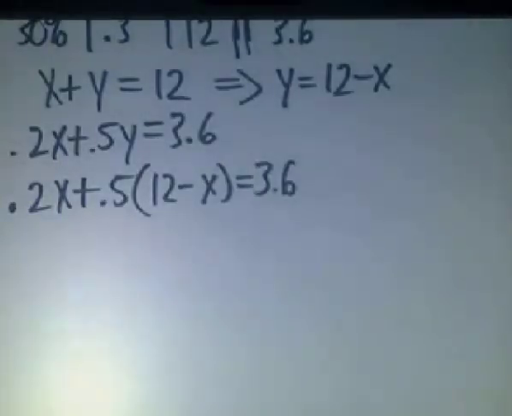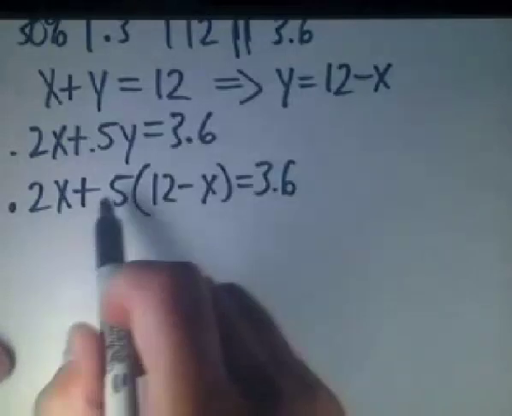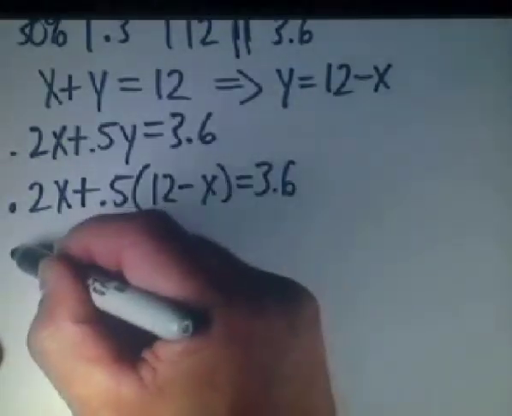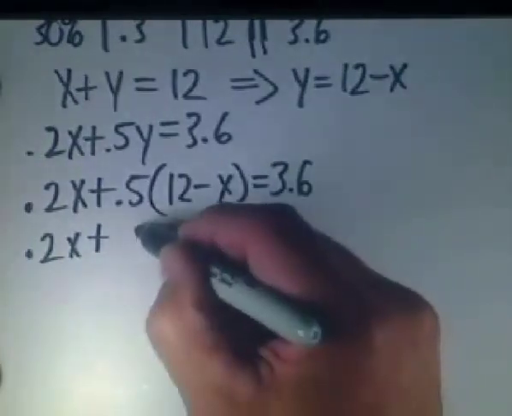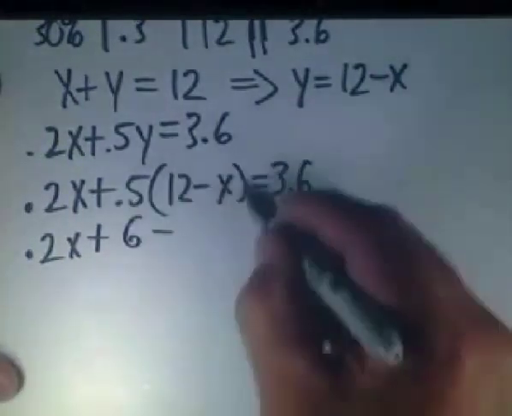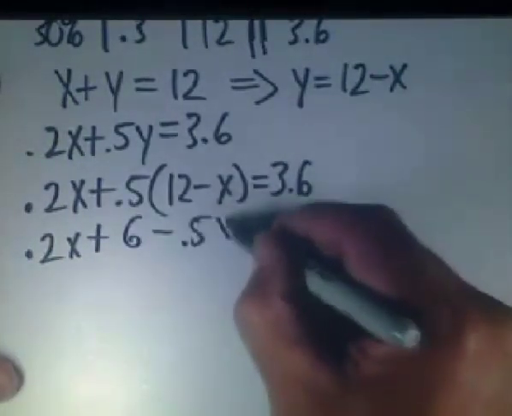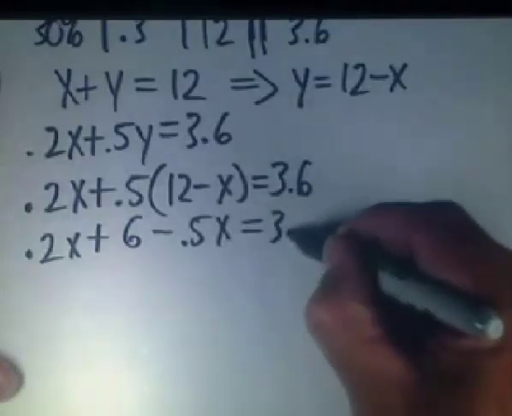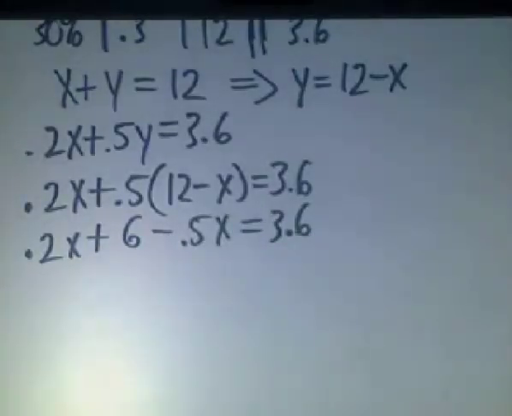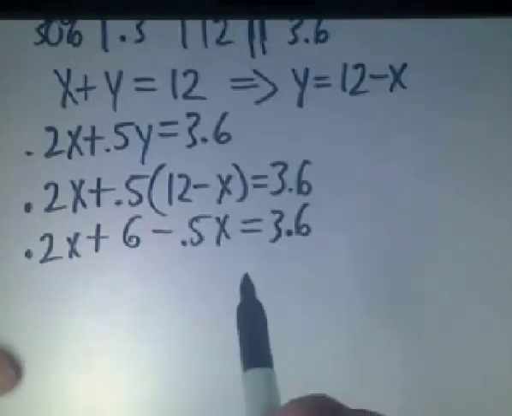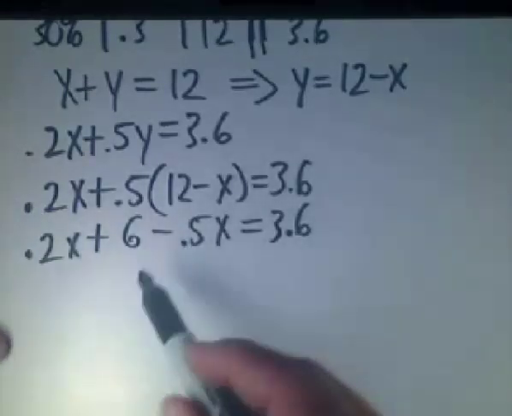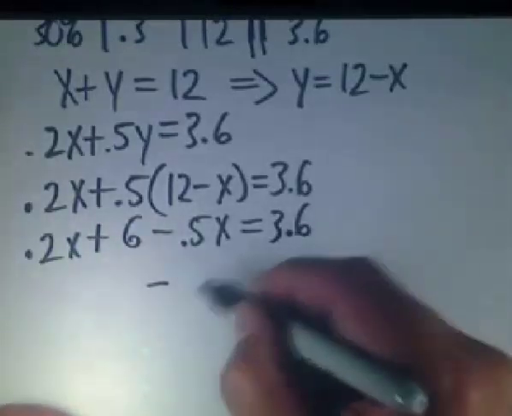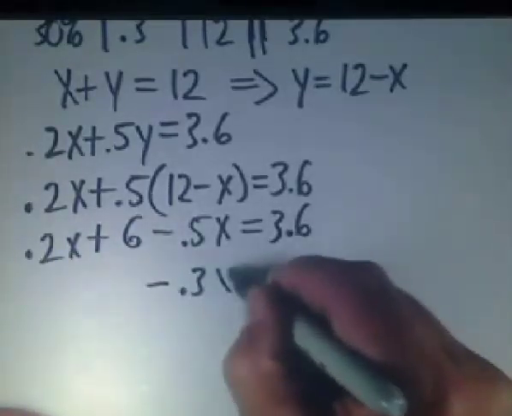Now our challenge is to solve for x. We'll start by distributing the 0.5 through. We have 0.2x plus 0.5 times 12 will give us a number of 6. And don't forget to distribute the 0.5 times the x. That is then equal to 3.6. Let's go ahead and combine our like terms here. We have a negative 0.5x plus 0.2x. That will give us a negative 0.3x.